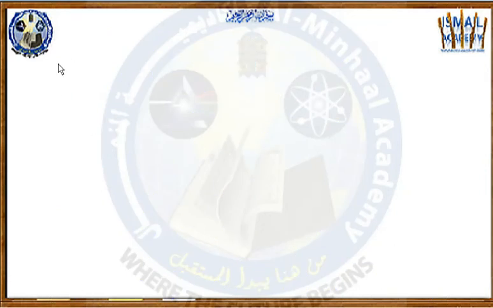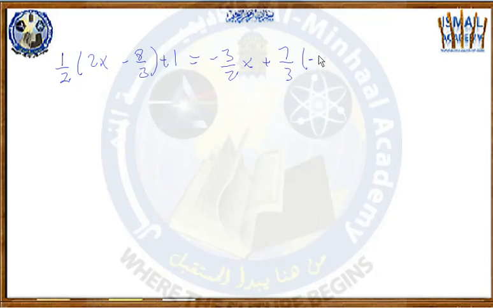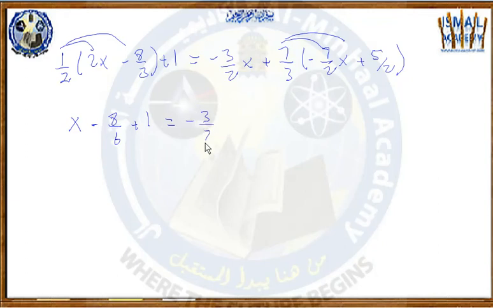Alright, for number 5. So what do you have? Half times 2x minus 8 over 3 plus 1 equals minus 3 halves x plus 7 over 3 minus 7 over 2 x plus 5 halves. So what I do here, I distribute, yes? So I will end up having half times 2 is 1, so it's going to be just x, yes? And half times minus 8 over 3 is going to be minus 8 over 6, yes? Plus 1 equals, and here is going to be the same, so minus 3 halves x. When I distribute here, I will have minus 49 over 6 x, and here I will have plus 35 over 6. Is that clear? Yes?